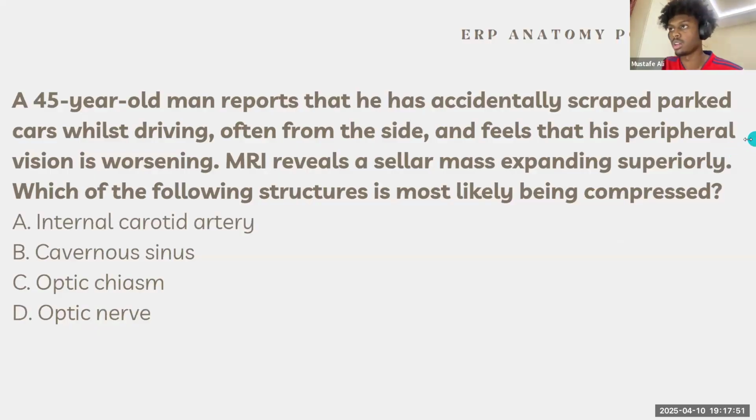A 45-year-old man reports that he has accidentally scraped parked cars while driving, often from the side, and feels that his peripheral vision is worsening. An MRI reveals a cellular mass expanding superiorly. Which of the following structures is most likely being compressed? What do you guys think?